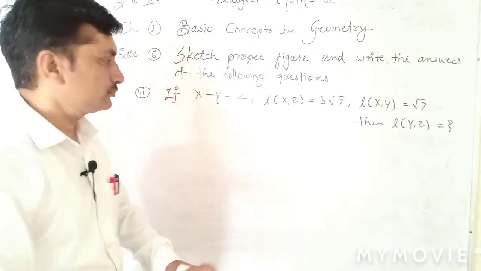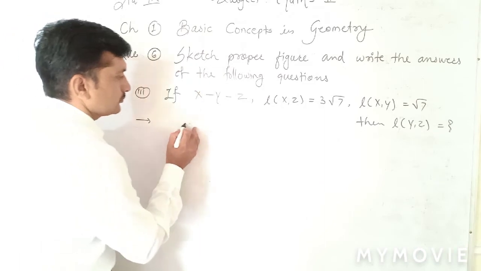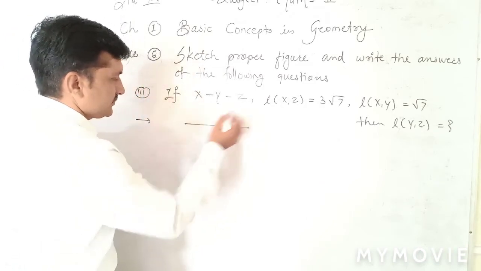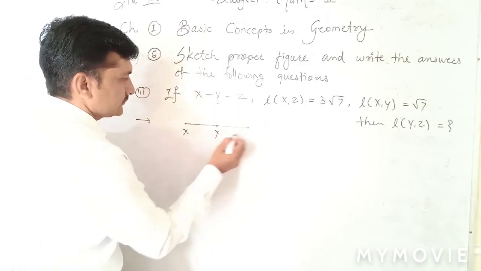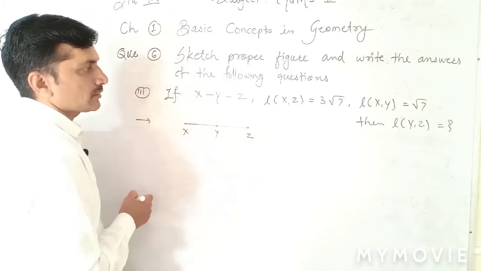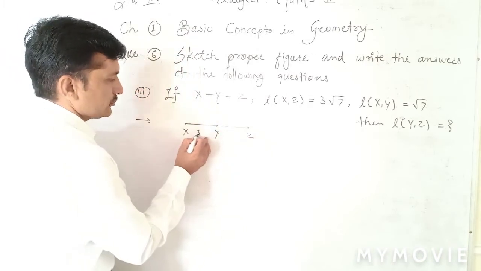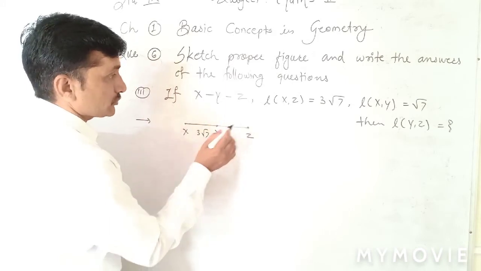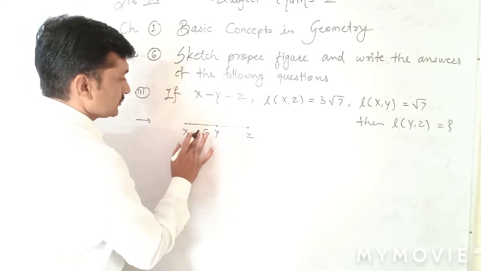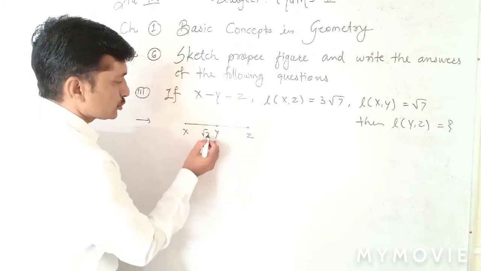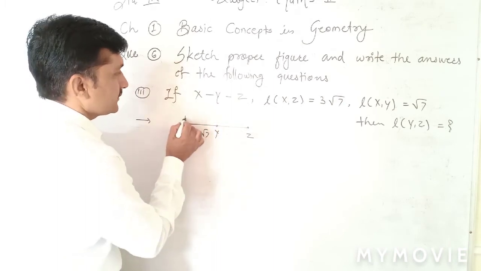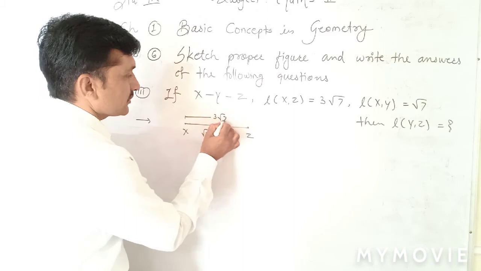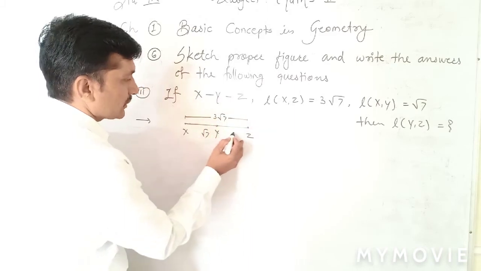Example number 3 now. Collinear points are X, Y, Z. XY is root 7 only, XZ is 3 square root of 7, and find YZ.